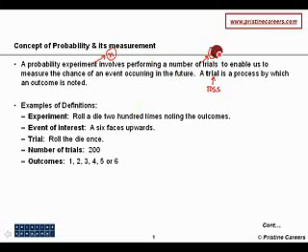Just to give you another example, rolling a dice once would be a trial. Rolling a dice 200 times would be an experiment with number of trials as 200. Is that fine? And what are all the possible outcomes? All the possible outcomes is it can fall on either of its faces.